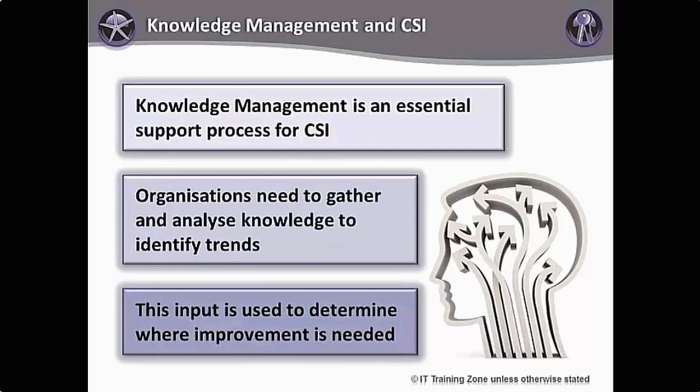We have been looking at other IT service management processes and how continual service improvement can use their inputs. The last process we will look at in this lesson is knowledge management. This is one of the essential processes that support continual service improvement. An organization has to gather knowledge and analyze it in order to look for trends in service level achievements and the results and output of service management processes. This is used to determine what service improvement is needed.